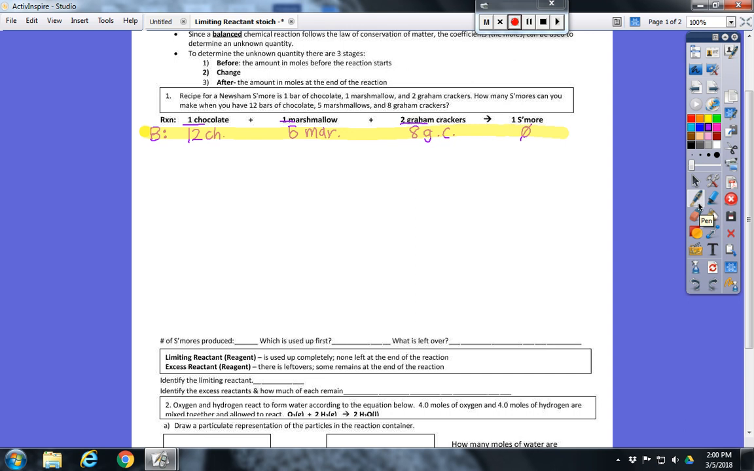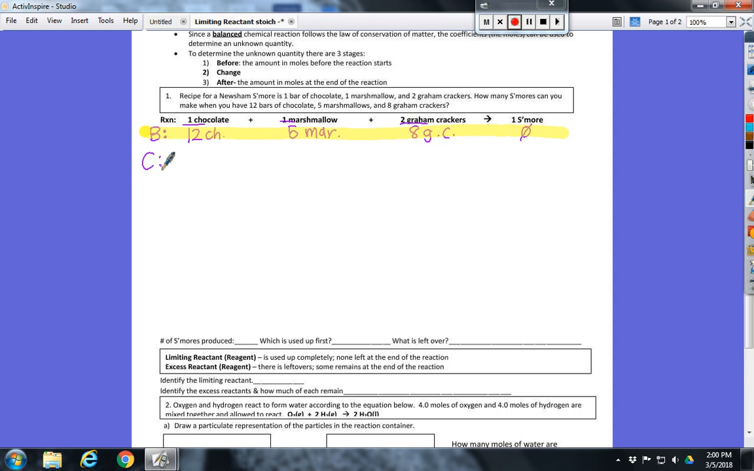I'm going to work in a systematic approach. I'm going to work from left to right, and my change is I'm going to see, okay, what if I use all 12 chocolate bars? How many s'mores am I going to make? But more importantly, do I have enough marshmallows and do I have enough graham crackers to make that s'more? If I ever get to a point that I don't have enough, then this doesn't work anymore. So I can't use all of those 12 chocolates up.